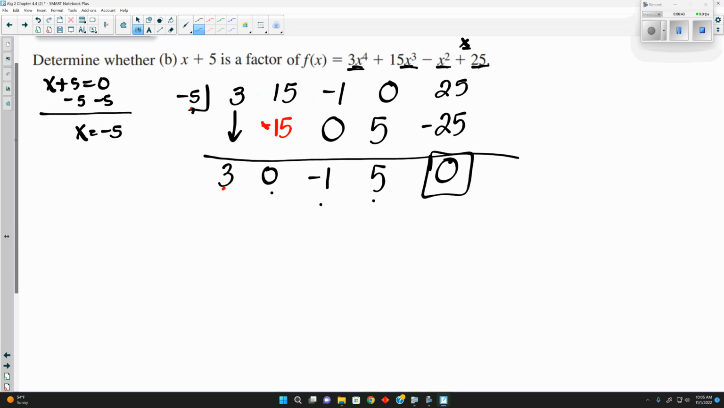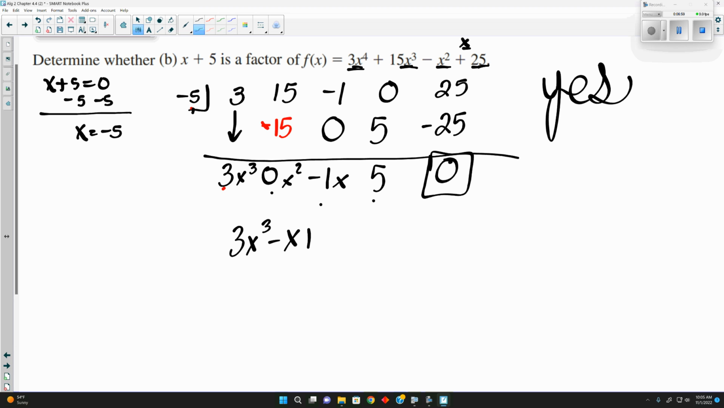It is a factor, yes. Now the polynomial that we have: 5, negative 1 would have x, 0 would have x squared, and 3 would have x cubed. So we have x cubed minus x plus 5 left over, yes? And what it means with it being a factor is if we multiply this by x plus 5, we get back to our original polynomial. Because they're factors, they multiply together to get back what we started with.